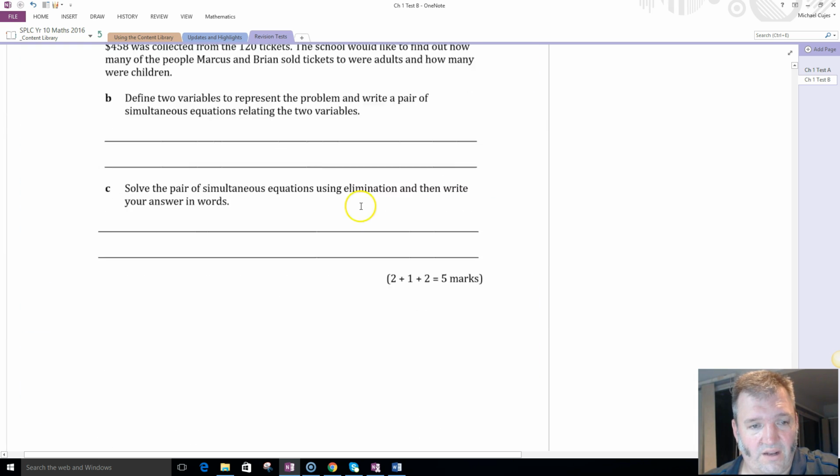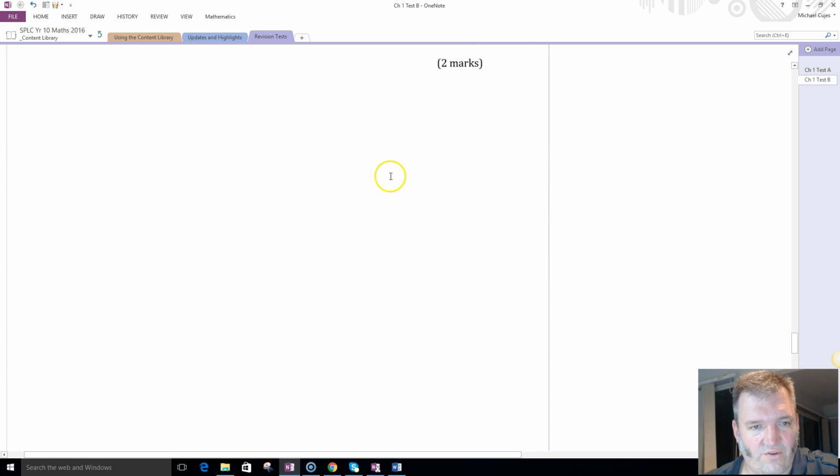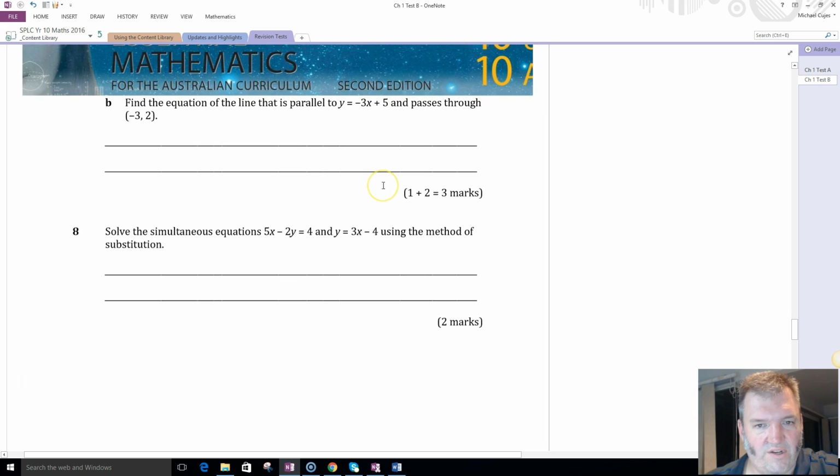What do we got? 3 more pages. Almost done. Find the equation of the line parallel to y = -3x + 5 and passing through the point (-3, 2). So we know the gradient is -3. What about the y-intercept? Don't know yet. y = -3x + c is all I know.